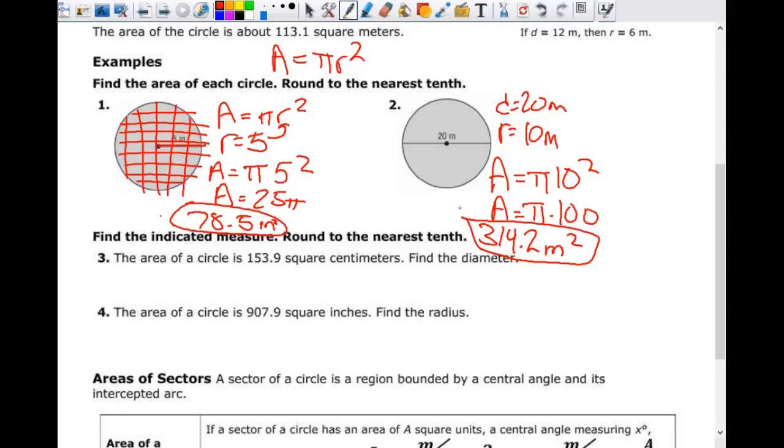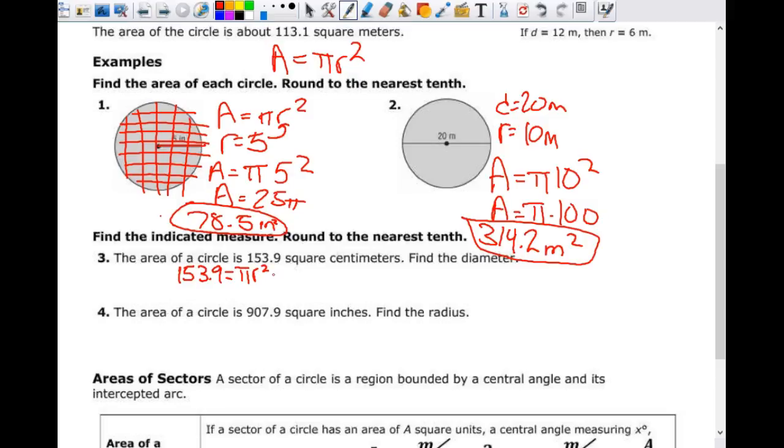All right. It's not find the area. The area of the circle is equal to 153.9 square centimeters. Find the diameter. So we're kind of doing the opposite of what we did before. We know the area, and we're trying to find the diameter. But in order to find the diameter, we can first find the radius and multiply it by 2.